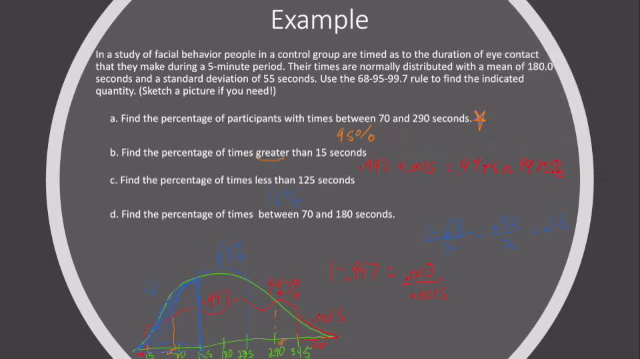Last but not least, back in the green, find the percentage of times between 70 and 180 seconds. It's important to note that 180 is our mean. It divides our graph in half. That means the area on this side is 0.50 and the area on this side is 0.50. I want to know how much is between 70 and 180. 70 marks my second standard deviation. That's normally 95% of the data. So if I divide that in half, because it's symmetrical, I get 0.475, or 47.5%.